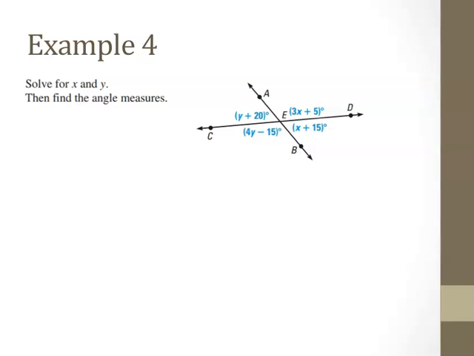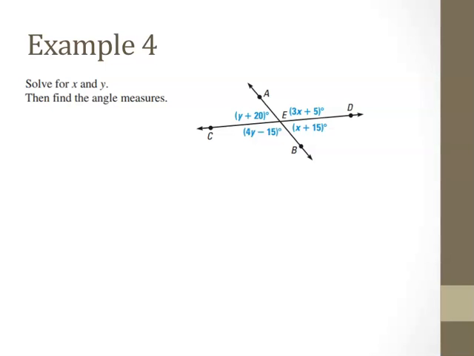So we want to be clever about how we choose how to write our equations, in that we're trying to find x and we're trying to find y. So we want to be able to write equations that only involve x or only involve y. So although we could say 3x plus 5 is equal to 4y minus 15, that would still have two variables inside that equation. So instead, I'm going to use the fact that we have linear pairs.